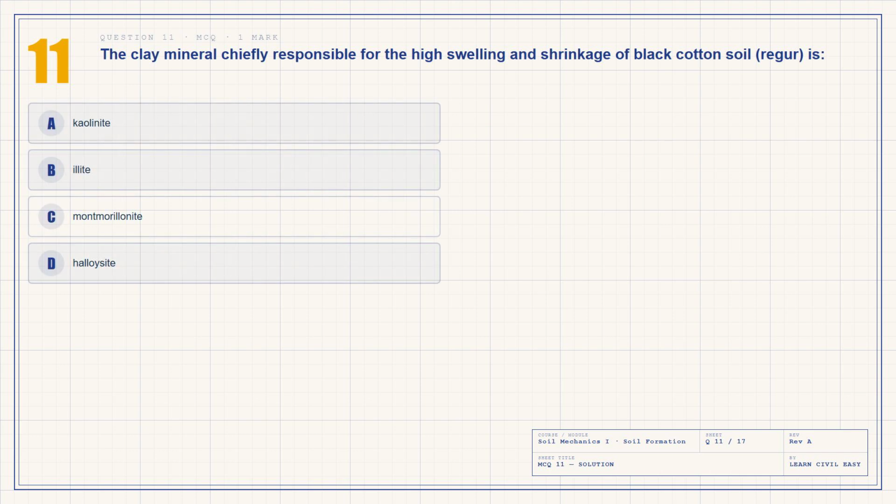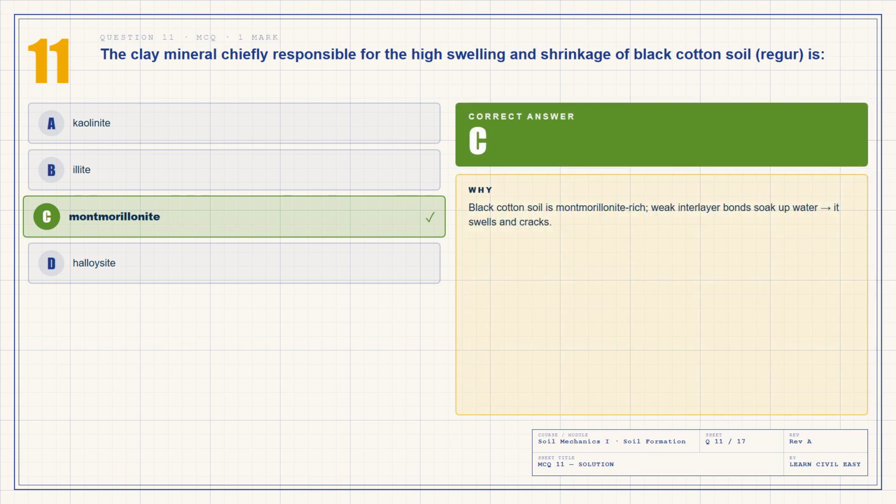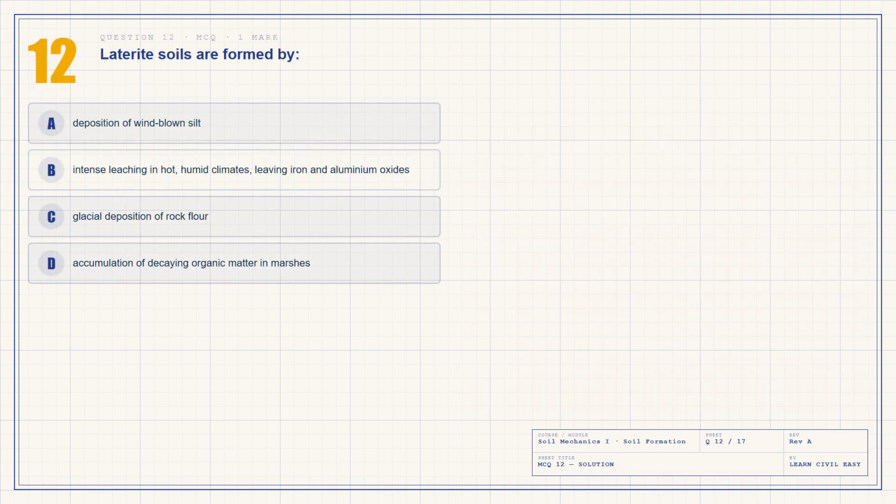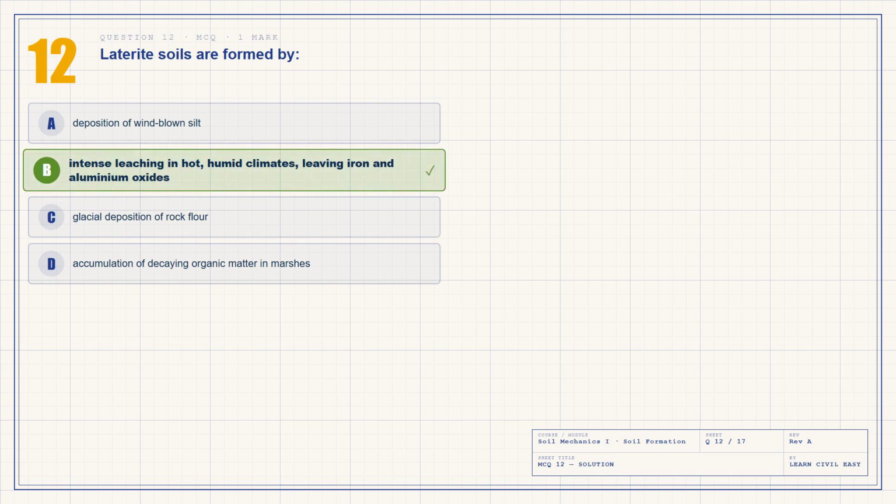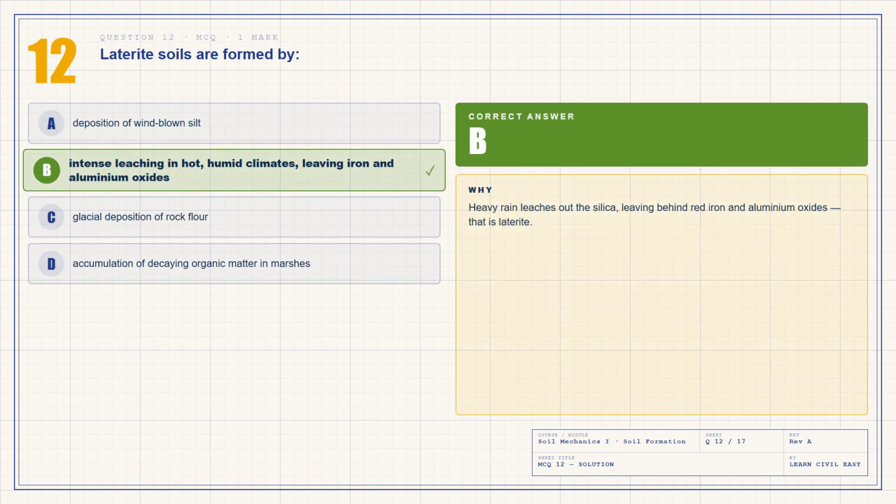Question 11. The answer is C. Montmorillonite. Black cotton soil is rich in montmorillonite, whose weak interlayer bonds soak up water, so it swells when wet and cracks when dry. Question 12. The answer is B. Laterite is formed by intense leaching in hot, humid climates. The heavy rain washes out the silica and leaves behind red iron and aluminium oxides.